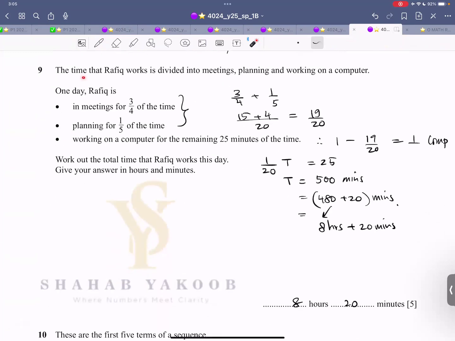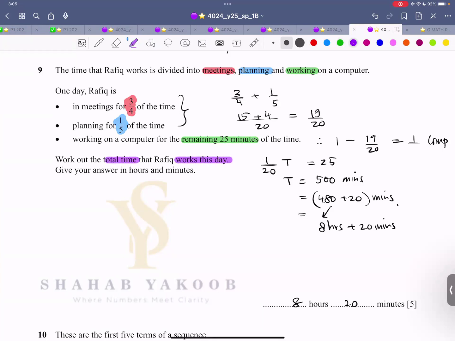Question number 9. The time that Rafiq works is divided into meeting, planning, and working on a computer. So there are 3 things that he's working on. The first one is a meeting, the second one is planning, the third one is working on a computer. Now, one day, Rafiq is in meeting for 3/4 of the time. Then he is planning for 1/5 of the time. And last but not the least, he is working on a computer for the remaining 25% of the time. Work out the total time that Rafiq works that particular day.